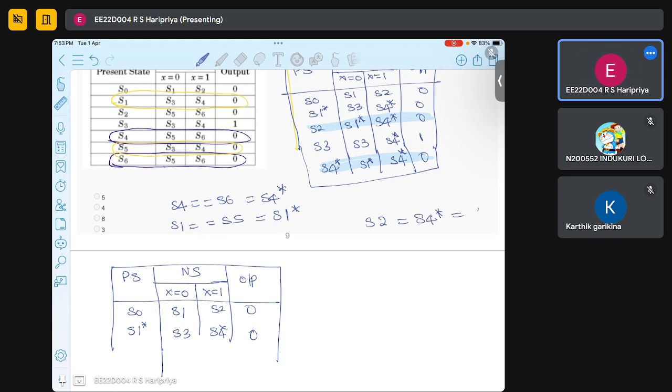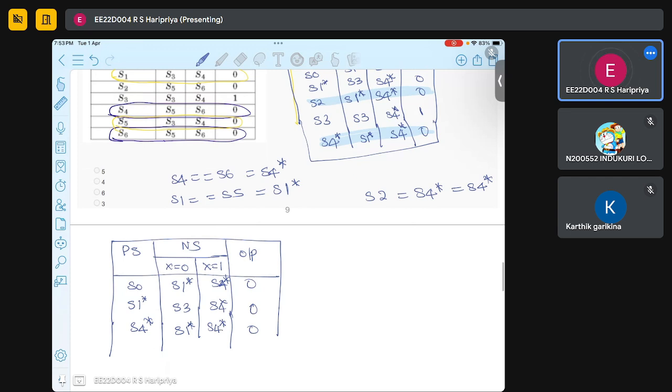So again, let's skip this step, or let's just keep it as S4 star. S4 star, S1 star, S4 star. So again, this should be S4 star. Below, S3, S4 star, 1, S1 star, S4.